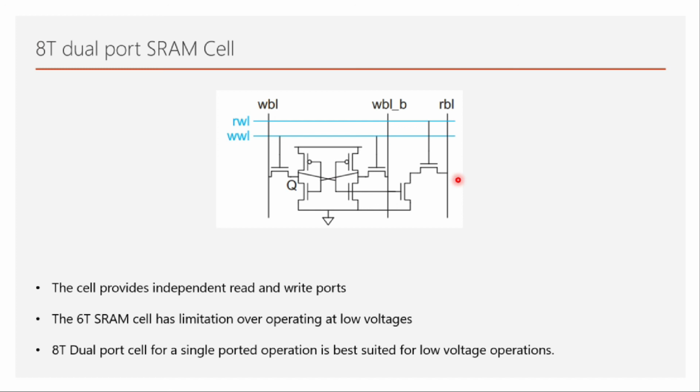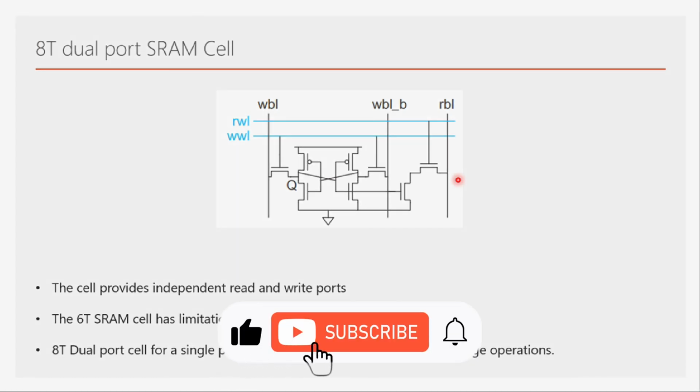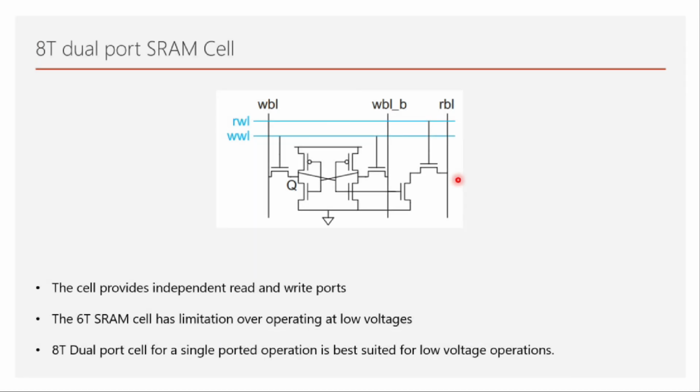This is the reason why, at modern technology nodes, all the industries are going for this. Even Intel has moved to the 8T SRAM cell after 45 nanometer. Less than 45 nanometer is basically 8T SRAM cell. Be it AMD or any other chip makers, they have moved to the 8T SRAM cell. So this is about the 8T SRAM cell and its importance, and it's the most used SRAM cell in the industry.